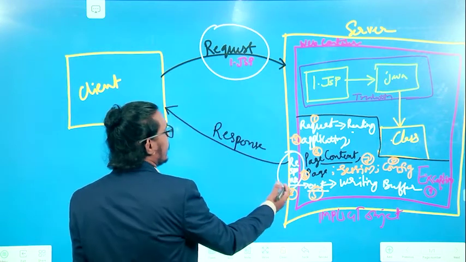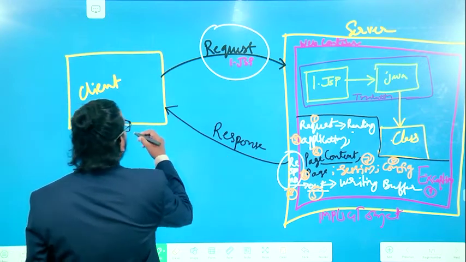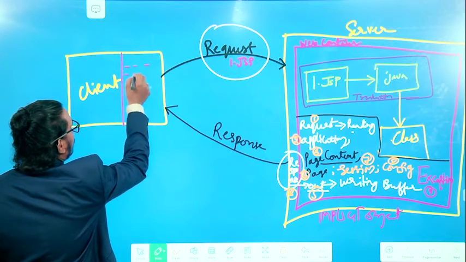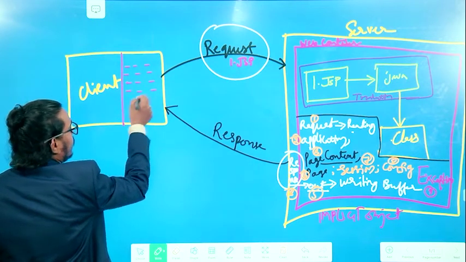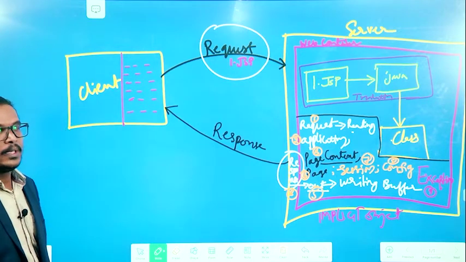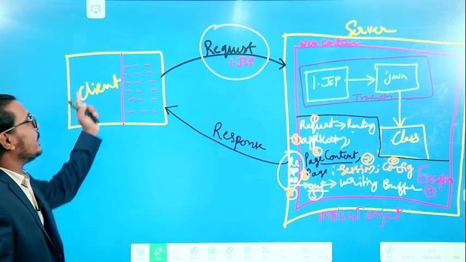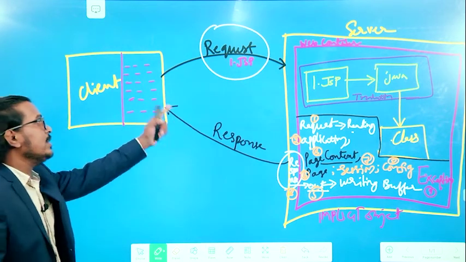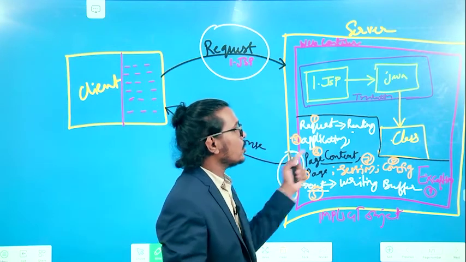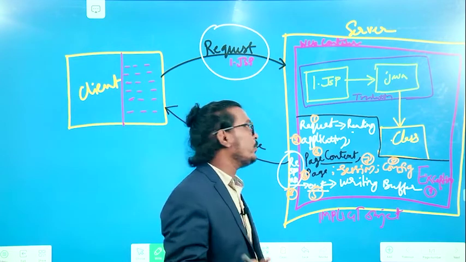Once you have the response created, we forward that information to the client machine, and in that client machine the information will be displayed in the web browser. Clear? So again I am repeating this. We are sending one request to the server machine. The server will take that request and process it. Here we have 2 stages or 2 phases.